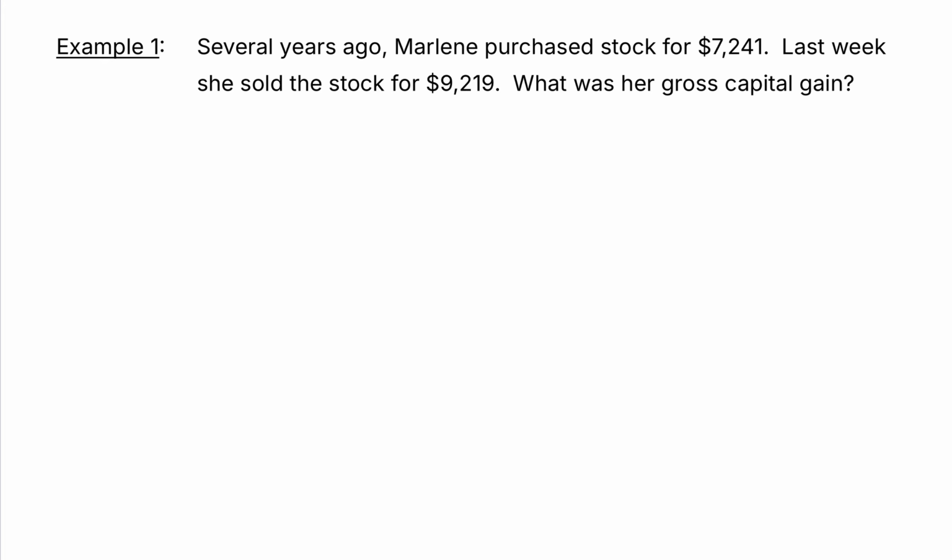All right, so what we're going to do is take the amount that she sold it for, that's $9,219, and we're going to subtract the amount that she paid for, $7,241, and this works out to $1,978. So this is her gross capital gain. Okay, hopefully that made sense. Fairly straightforward. Profit is how much she sold it for at the end minus what she paid for it.